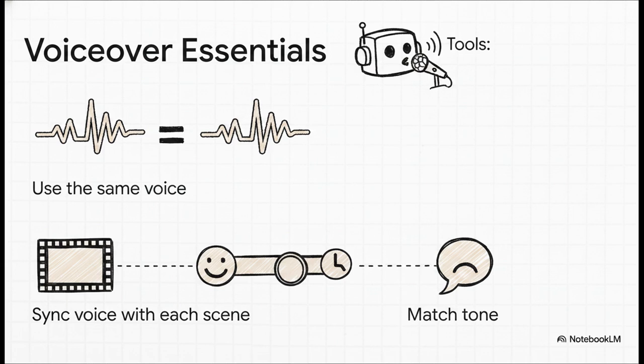Now, the keys to success here are simple, but they're absolutely crucial. You have to use the same voice throughout for consistency. Make sure the tone actually fits the mood of your video. And you gotta carefully sync the narration up with each of those 5-second scenes you scripted out earlier.